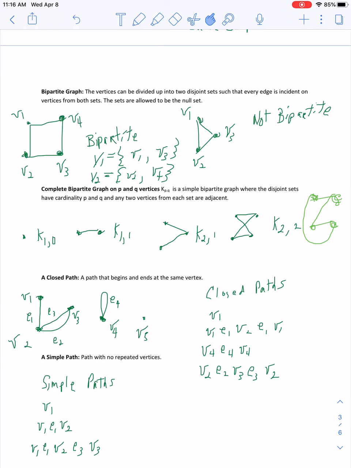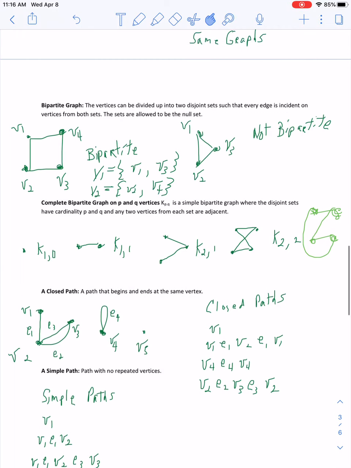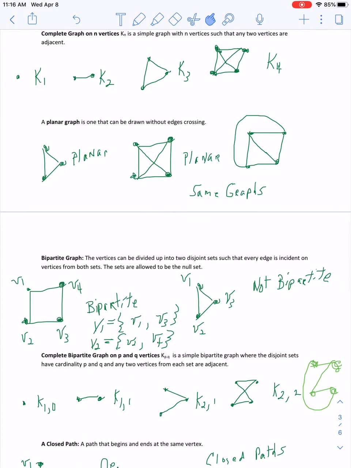So what I'm saying is, this graph really is the same as that graph. Kind of a funky looking graph. But here, do you see I've drawn it without edges crossing? So this is K_{2,2}. This is also K_{2,2}. This one has been drawn without edges crossing. That means, remember, I'm reviewing what it means to be planar.